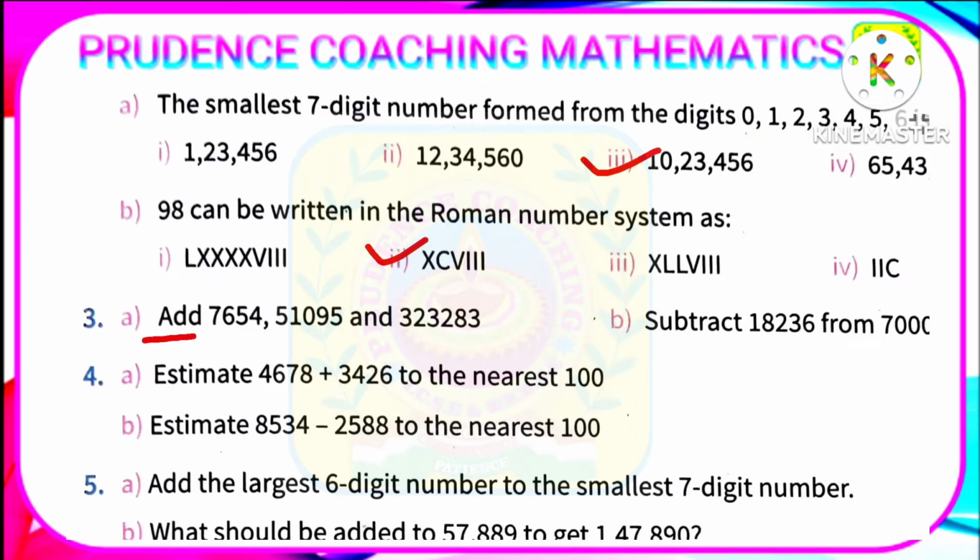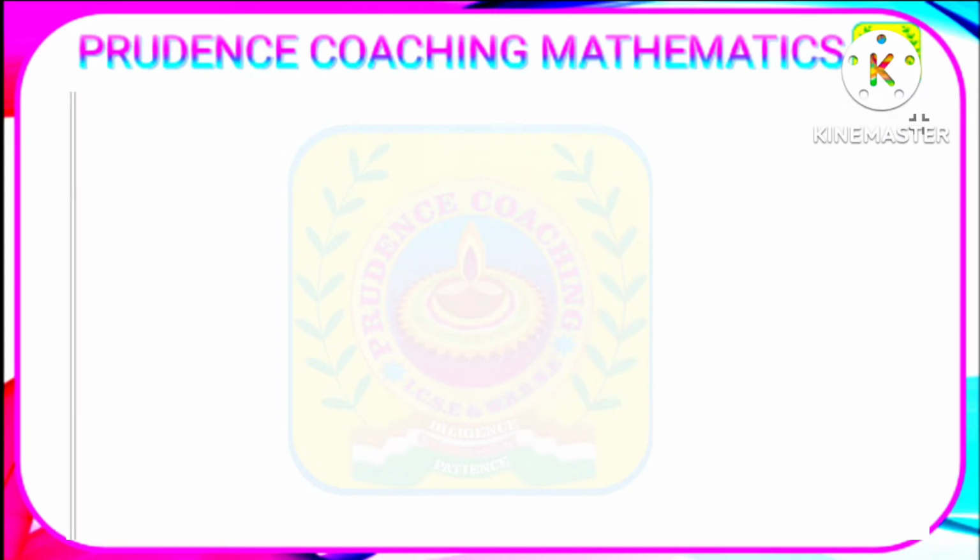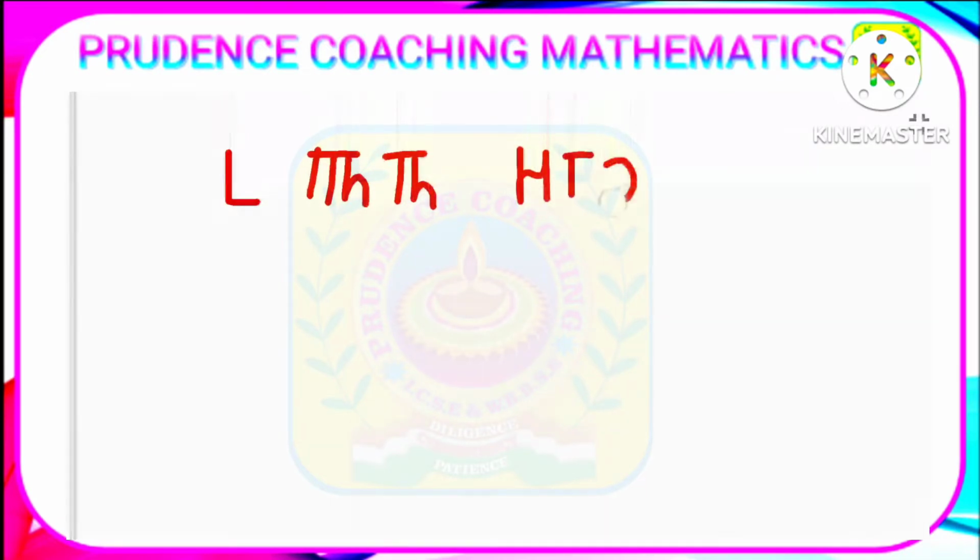Add 7,654, 51,095. Next we have 3,23,283. So how we are going to arrange these numbers for addition? Here the greatest number is 3,23,283. So till lakh we have. So lakh, then we have 10,000, then we have 1,000, then we have 100, then tens, then ones.